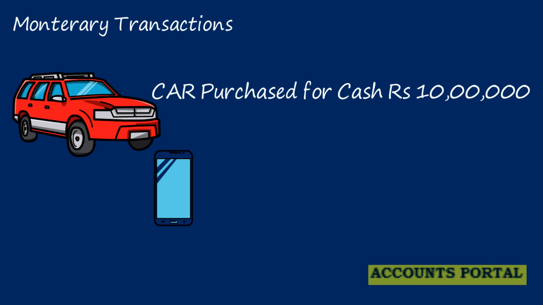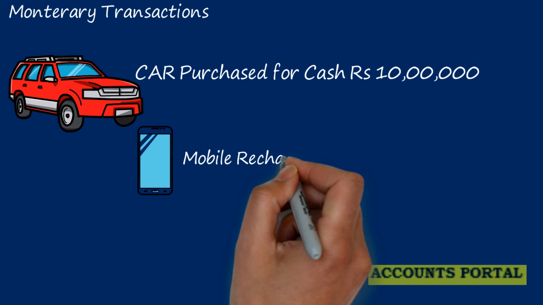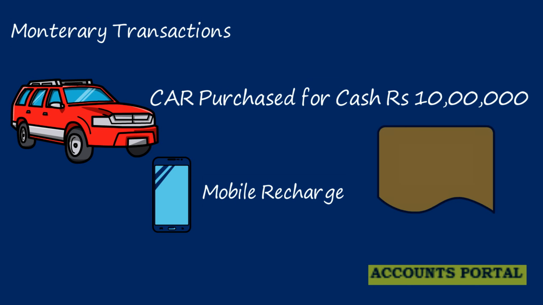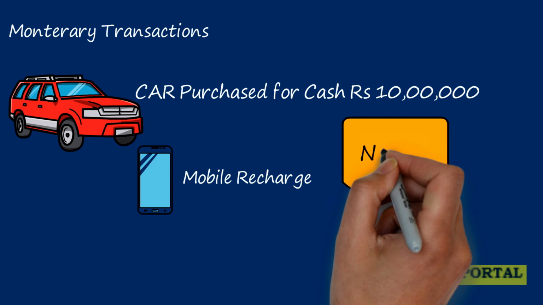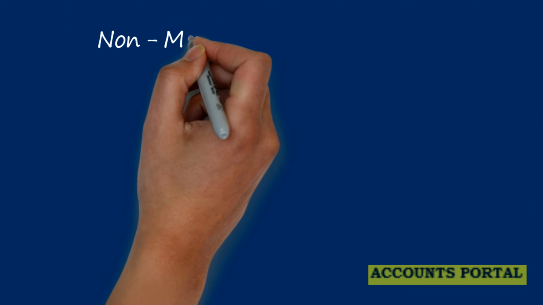Second example, mobile recharge, which can be measured in terms of money. Example, you have done a mobile recharge of 800. It's a monetary transaction. Netflix subscription paid 1200 per annum through Google Pay. So it is a monetary transaction which can be measured in terms of money. So what is the value of the transaction? 1200.